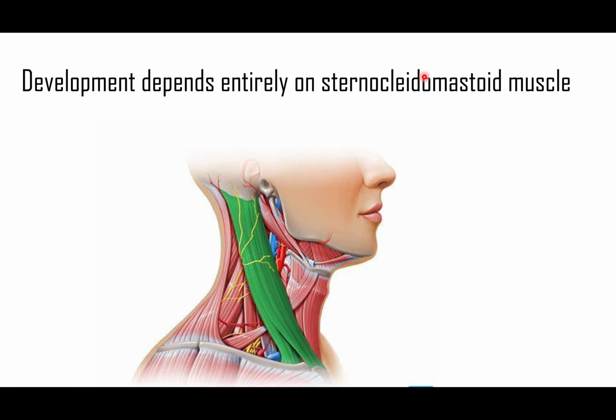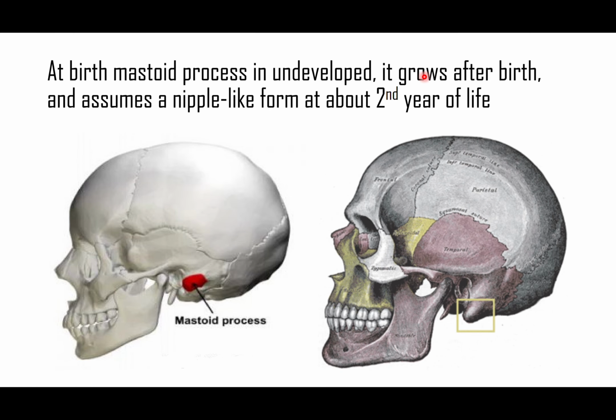Now we will move to the second option and see if it is correct or not. The second option is at birth, the mastoid process is underdeveloped and it grows after birth and assumes a nipple-like form at about the second year of life. Here we can see the skull of almost a 2 year old, and here we can see the skull of an adult. Here is the mastoid process in the skull of a 2 year old, and this is the mastoid process in the skull of an adult.